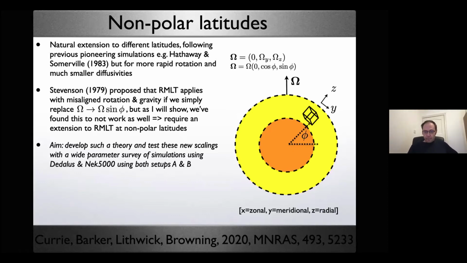The aim of this work, which we began about 5 or 6 years ago and published in a paper last year, was to develop a theory and test these new scalings as a function of the angle phi, using a wide parameter survey of simulations using the two different setups that I mentioned. The coordinates I'm using: x is the zonal, azimuthal direction, y is the meridional direction, and z is the radial direction in the box. So I'm looking at these tilted Cartesian boxes in this section, where the rotation axis is tilted relative to z.